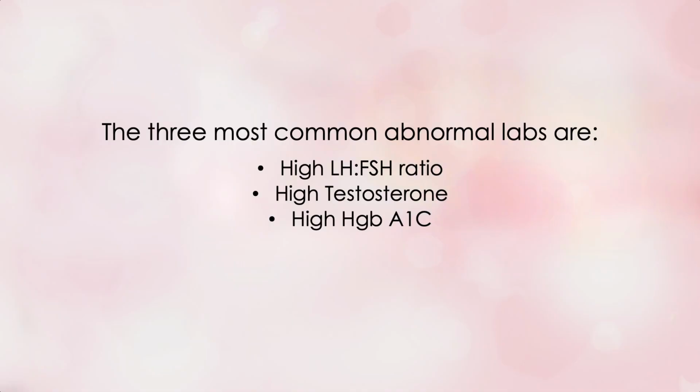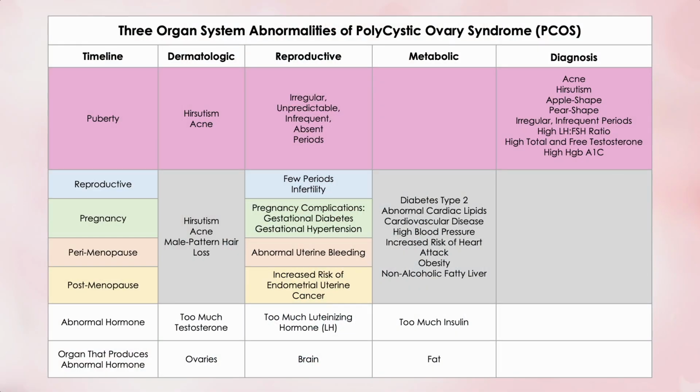So the 3 most common abnormal labs are high LH to FSH ratio, high testosterone, and high hemoglobin A1C. These are the labs that reflect the 3 hormonal abnormalities that cause PCOS in the first place. So I'm going to squeeze those into our chart too. Now you can see that I've just inserted the 3 most common abnormal lab tests for diagnosing PCOS: high LH to FSH ratio, high total and free testosterone, and high hemoglobin A1C.